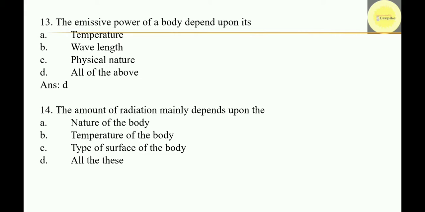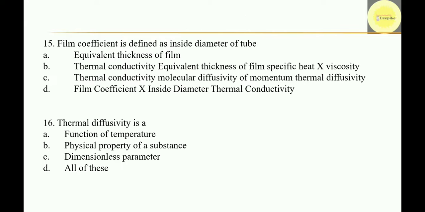So the amount of radiation mainly depends upon the, that is the next question. So the options are A, nature of the body. Option B, temperature of the body. Option C, type of the surface of the body. Option D, all of this. So the answer is D, that is all of this.